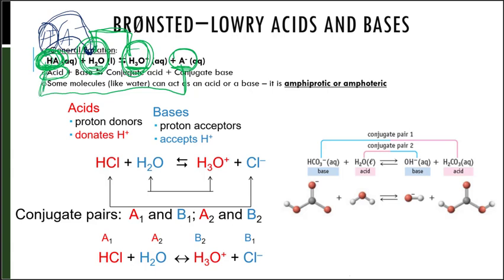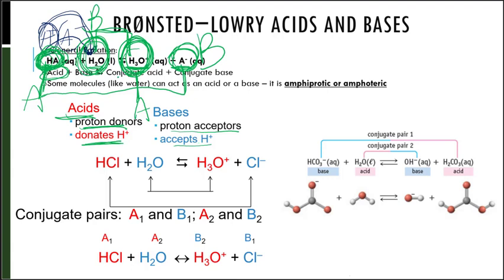So on the left, notice I have HA, that has more H's than just A. So this is my acid. H2O versus H3O+. The one that has more H's is my H3O+. So that is my acid. Therefore, the others are the bases. Base, base. So our acids are the proton donors, so they donate a hydrogen. Our bases are the proton acceptors, they accept a hydrogen.